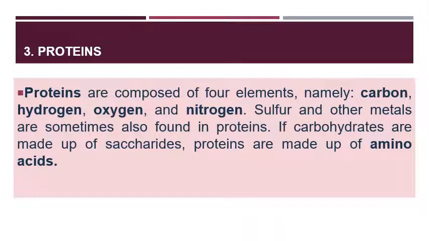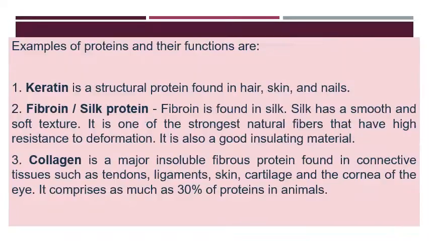Number 3. Proteins. Proteins are composed of four elements, namely carbon, hydrogen, oxygen, and nitrogen. Sulfur and other metals are sometimes also found in proteins. If carbohydrates are made up of saccharides, proteins are made up of amino acids. Examples of proteins and their functions are: Keratin is a structural protein found in hair, skin, and nails.